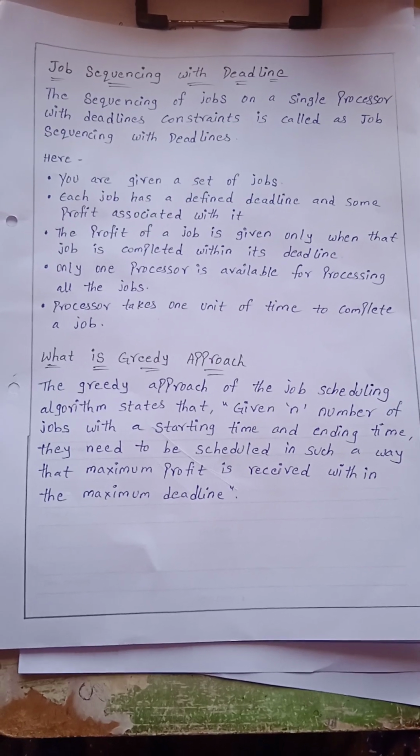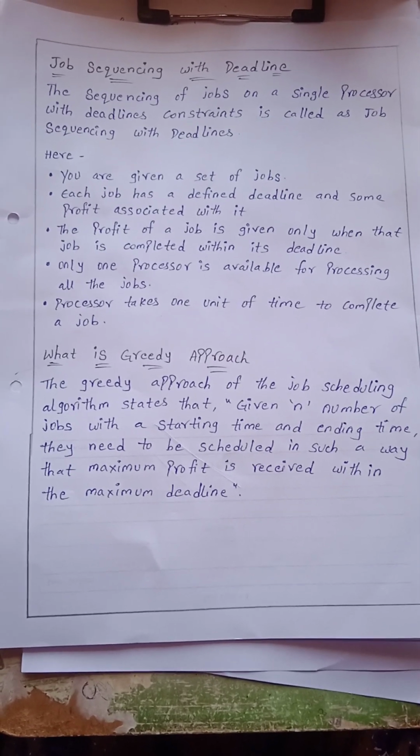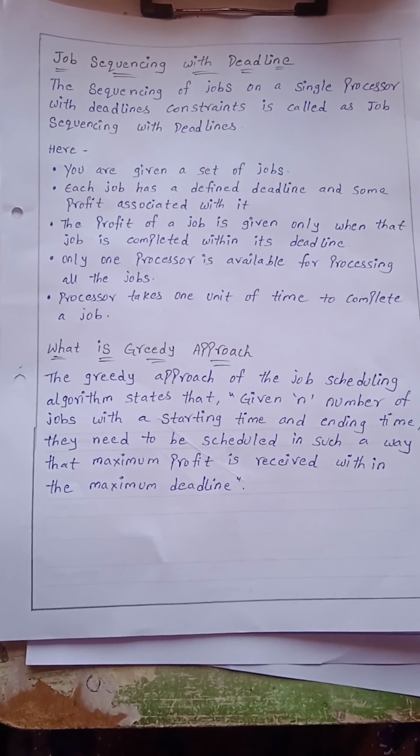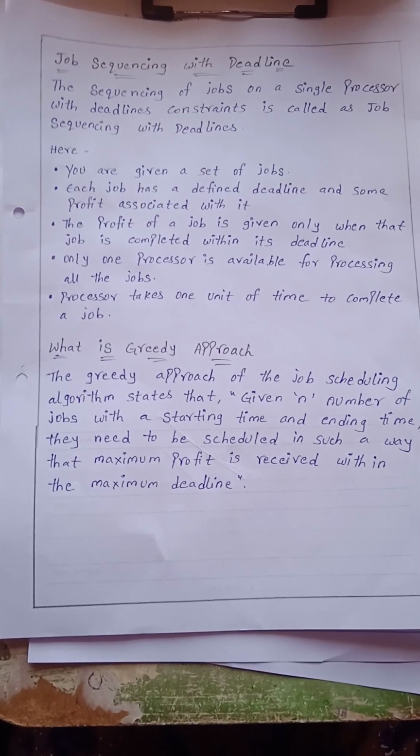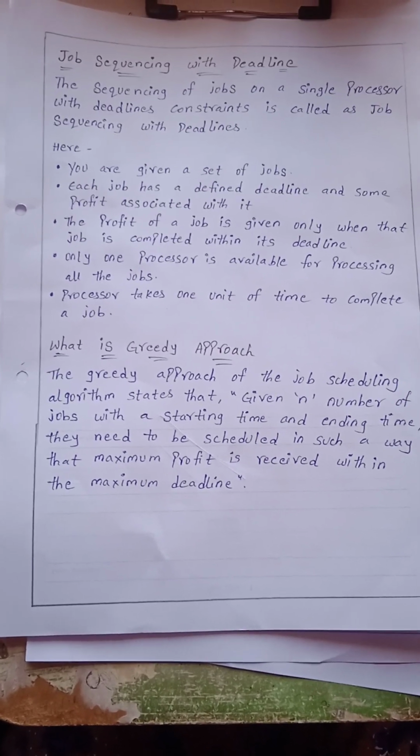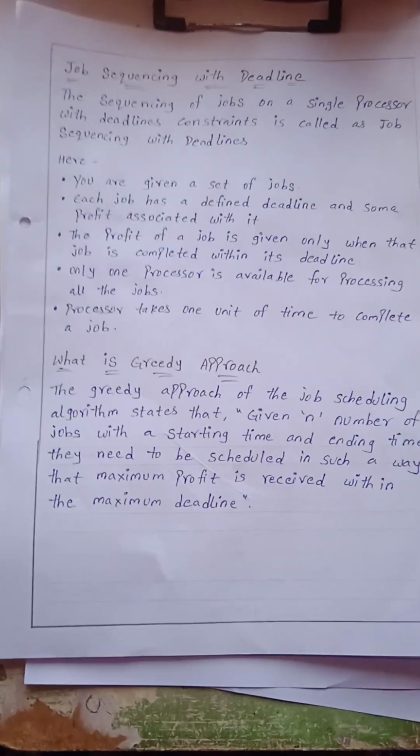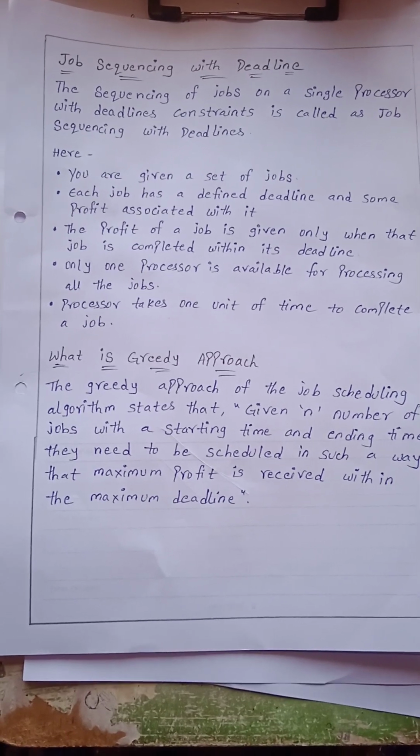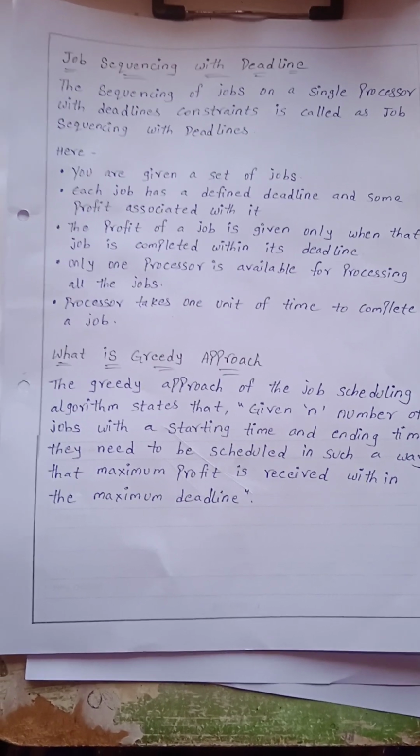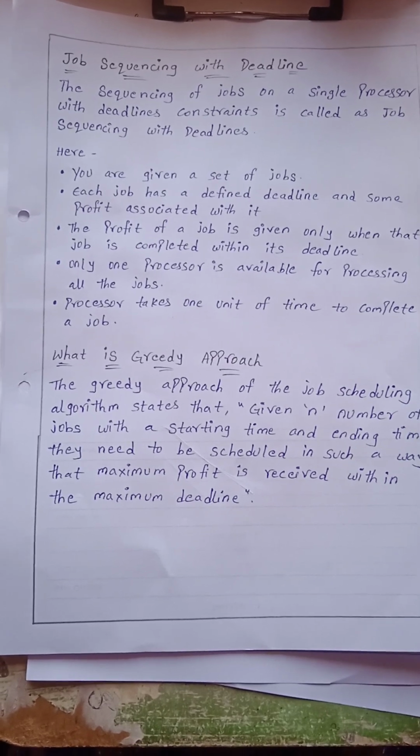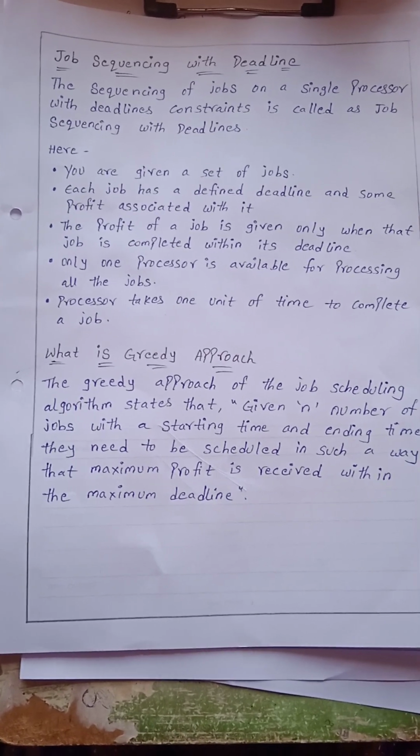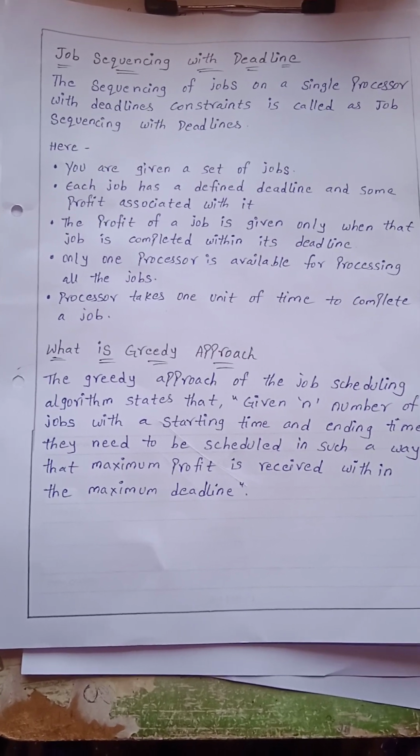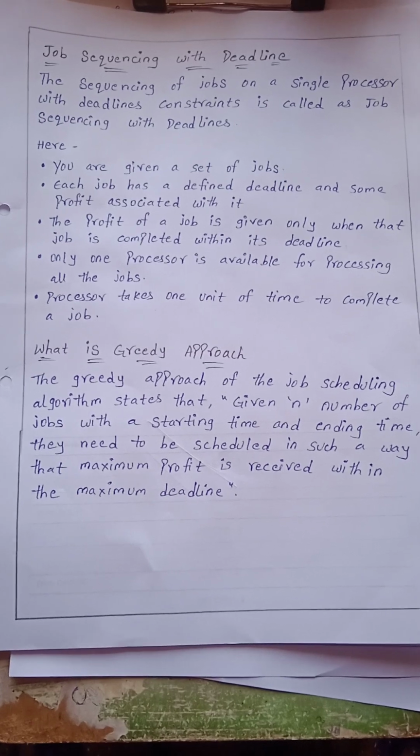Now we have to see what is job sequence with deadlines. The scheduling of jobs on a single processor with deadline constraints is called job sequence with deadlines. Here you are given a set of jobs. Each job has a defined deadline and some profit associated with it. The profit of a job is given only when that job is completed within its deadline. Only one processor is available for processing all the jobs. Processor takes 1 unit of time to complete a job.